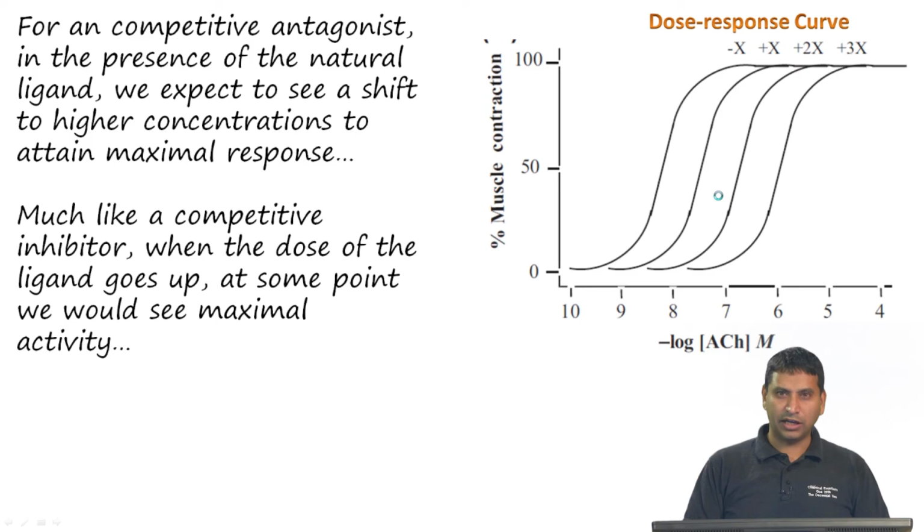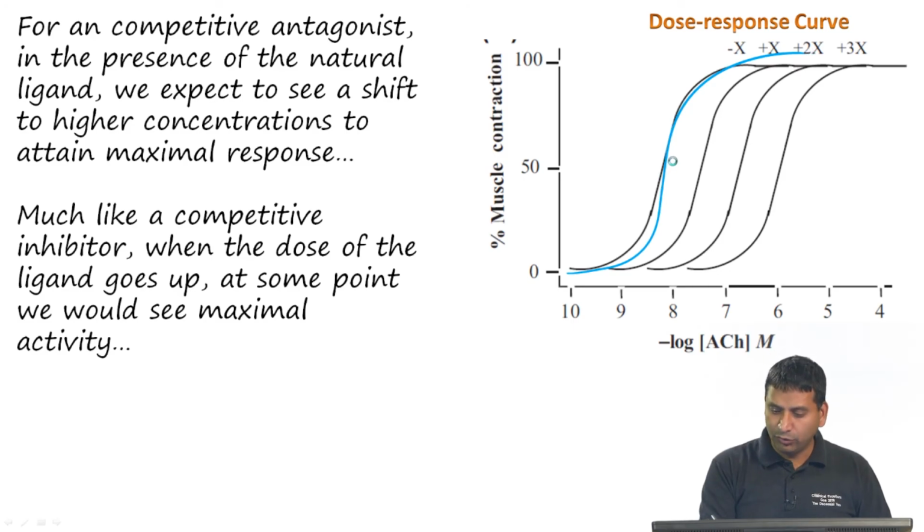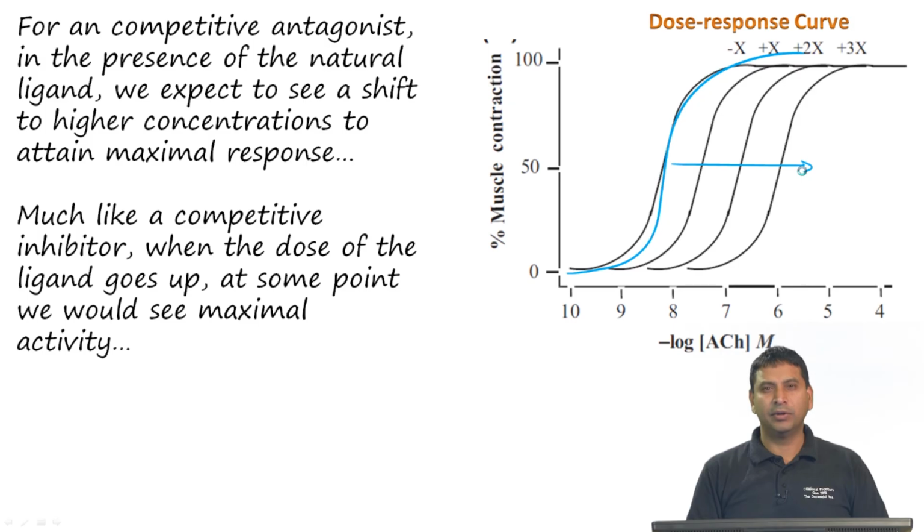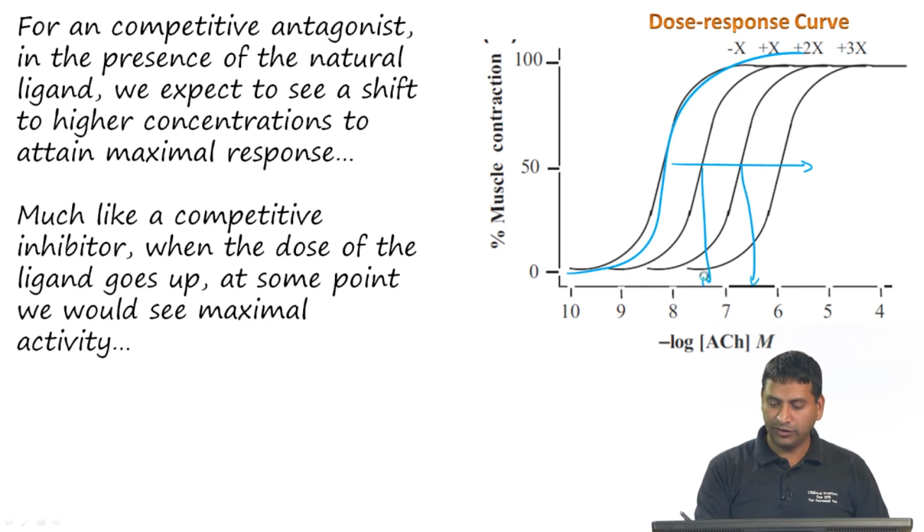Again, we have seen this in class. In the absence of any antagonist, this is how the dose response curve would look. And as you add a competitive antagonist, the curve moves towards the right, which means that, let us say this is the 50% point, it keeps increasing and keeps moving towards the right.